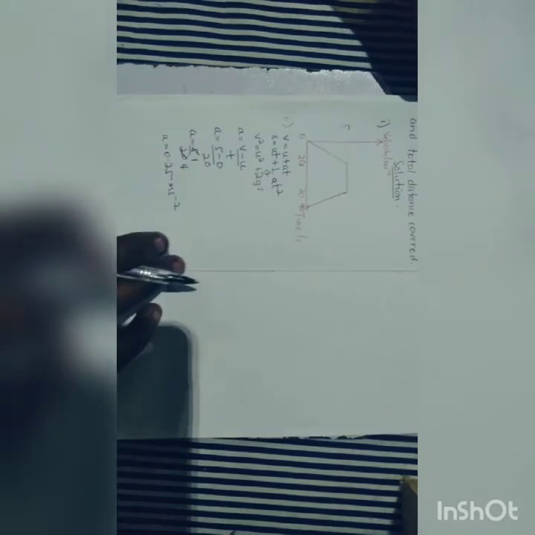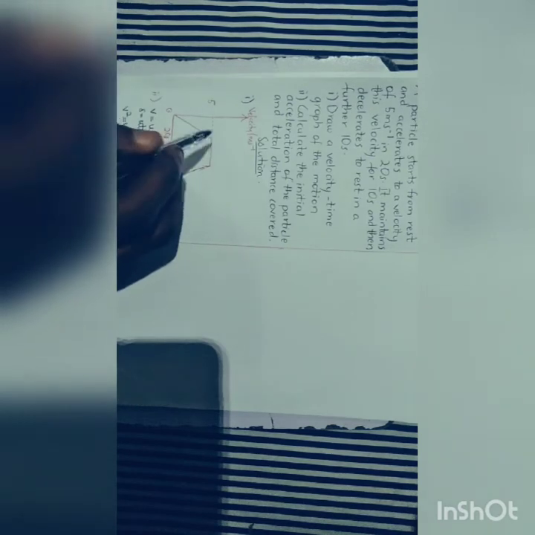So now let's continue. The question also asks that we solve for the total distance covered. The distance covered is the portion beneath the graph here. Let's divide it like this. The portion here is the total distance covered. So now we will solve for that portion.